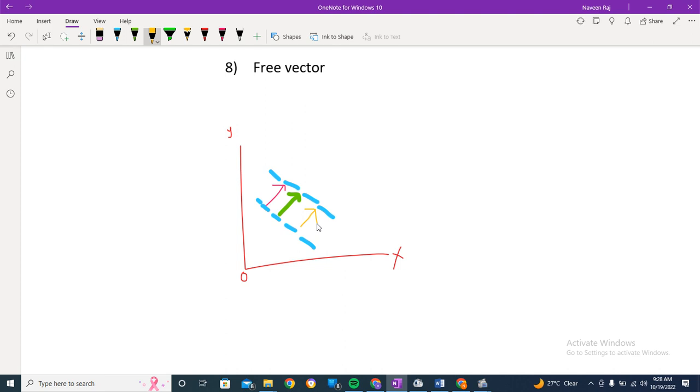We can just shift it wherever we want, and we will be using it in the upcoming videos, and maybe we have used it before. In upcoming videos, when we are deriving the resultant vector formulas, we'll be looking into the free vector as well.